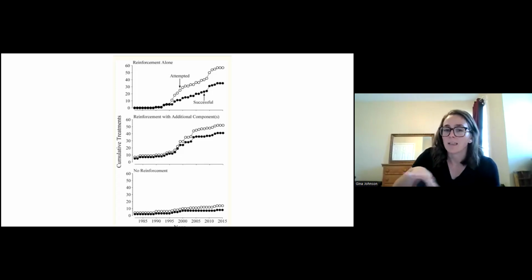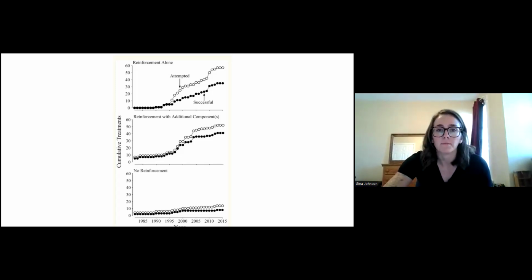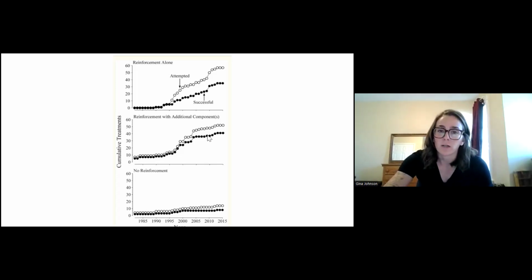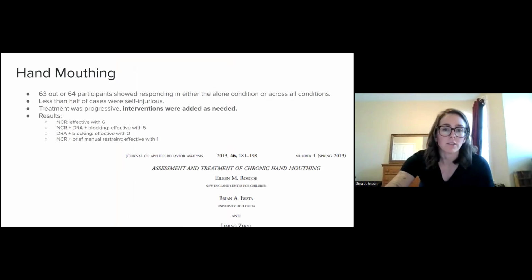Okay, and then no reinforcement at all is at the bottom. So again, you're seeing the effect of the preference assessments, but you're also seeing this effect where we're more successful typically when we have additional components. Okay, hand mouthing. So this is our second example.